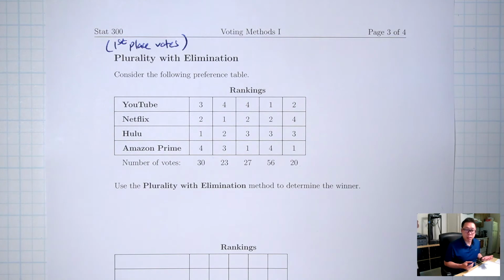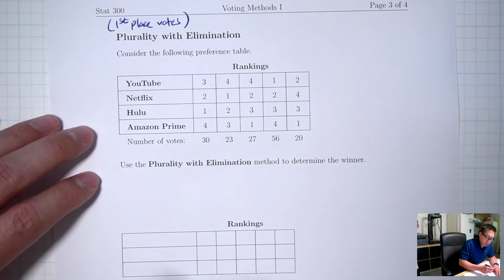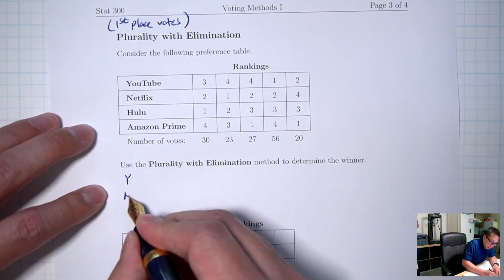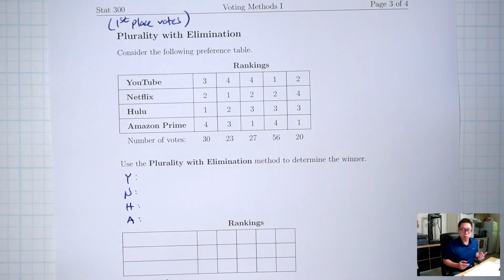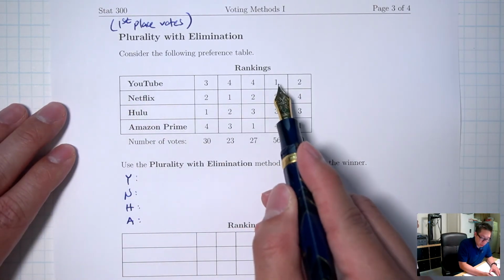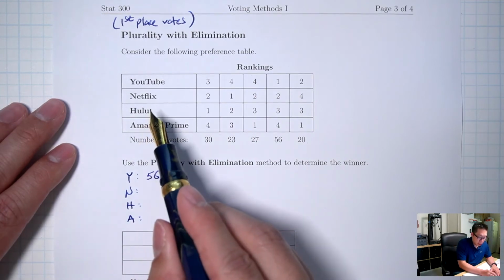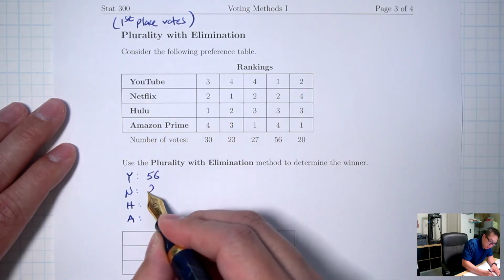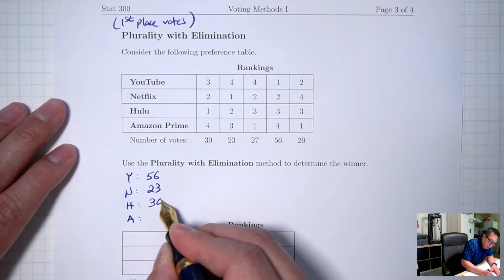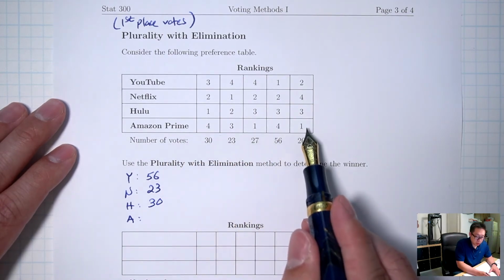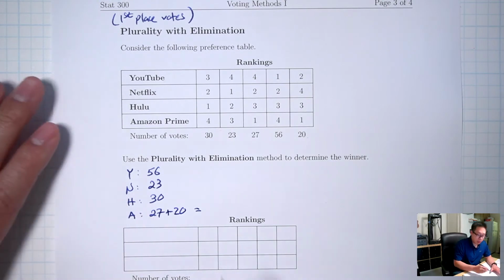We're going to start by counting the first place votes. YouTube versus Netflix versus Hulu versus Amazon Prime. I'm going to be lazy and just write the first letter: Y for YouTube, N for Netflix, H for Hulu, and A for Amazon. We're just counting first place votes, so just look for the 1 for YouTube. I just see this 1, so these 56 people voted YouTube first place. Netflix, I just see this 1, so just 23 people. Hulu, just this 1 here, so 30 people. Amazon Prime, I do see two 1s, so it's 27 plus 20 people, and that's 47.